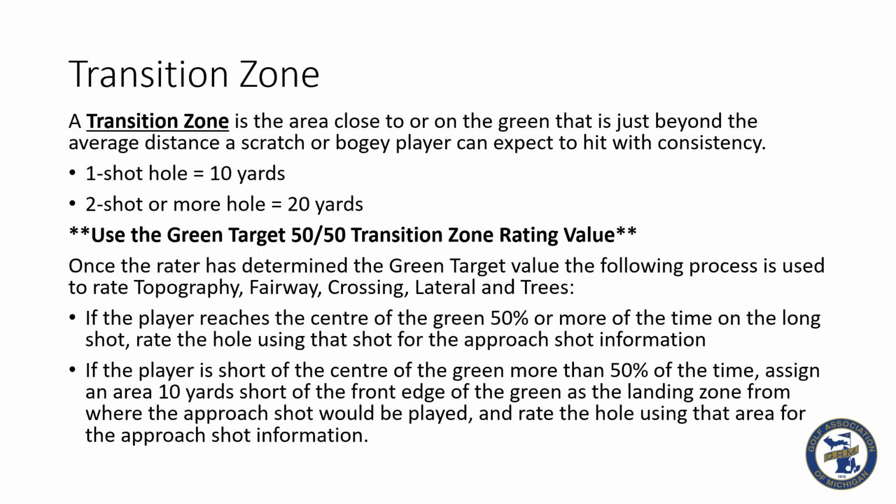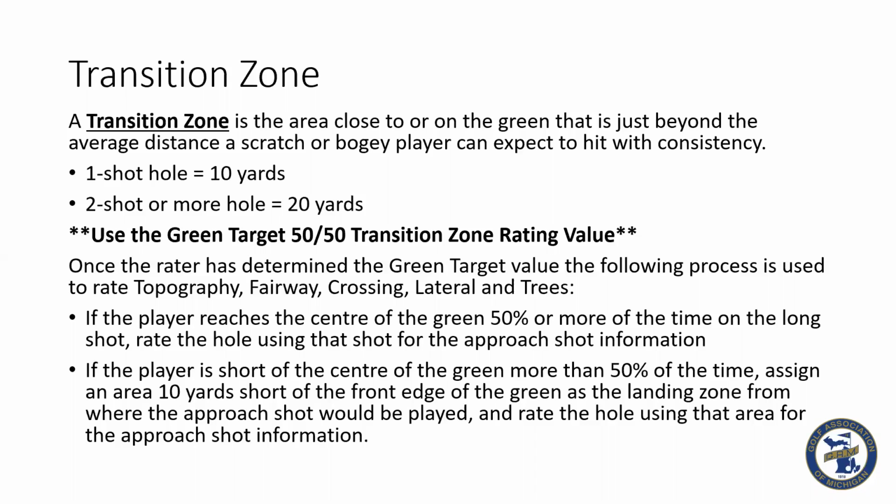Okay, and then once the rater has determined the green target value, the following process is used to rate topography, fairway, crossing, lateral, and trees. So if the player reaches the center of the green 50% or more of the time on the long shot, rate the hole using that shot for the approach shot information.